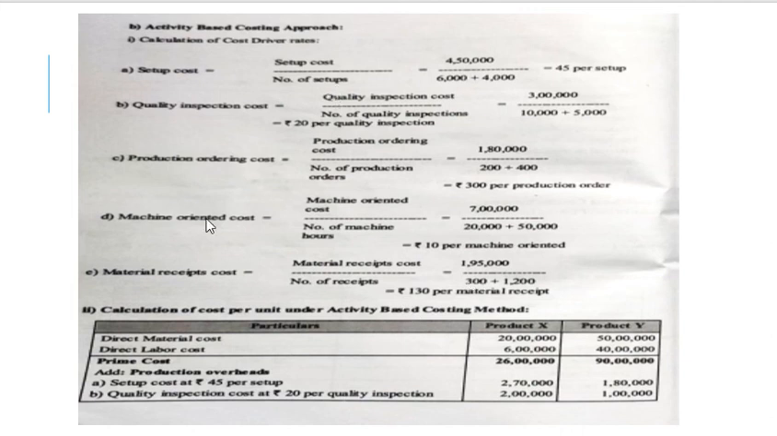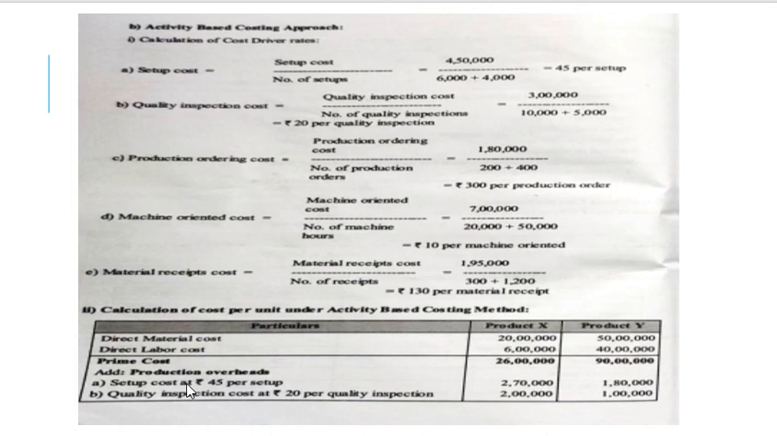So after finding our activities and the cost per activity, we'll be preparing our calculation of cost per unit under activity based costing. So particulars, product P and product Q. So direct material till prime cost will be similar to your traditional cost, which we will get for product P as 26 lakh and for product Q as 90 lakh.